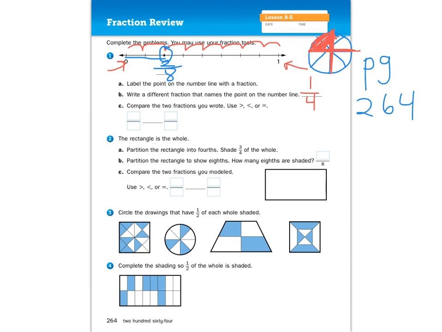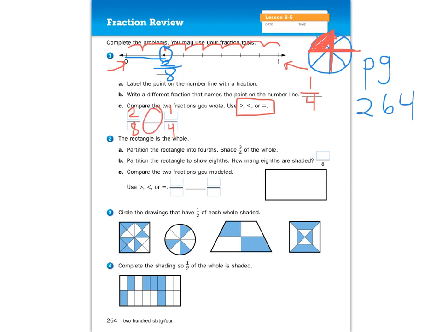Now, what we're going to do for C is we're going to put those 2 fractions in there, 2/8 and 1/4. And then it says, what symbol would we put in between those 2 fractions? So when we compare 2/8 and 1/4, what symbol will we put there? All right, I'm going to let you fill that part in on your own.